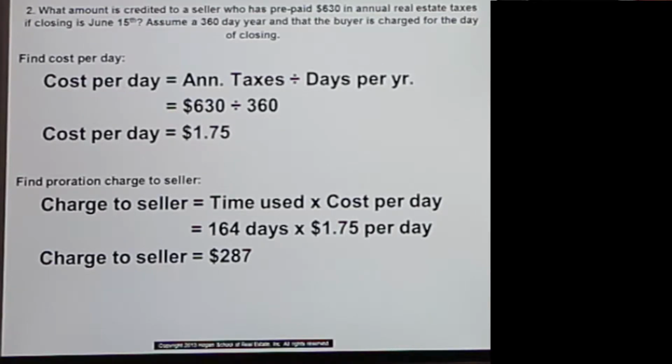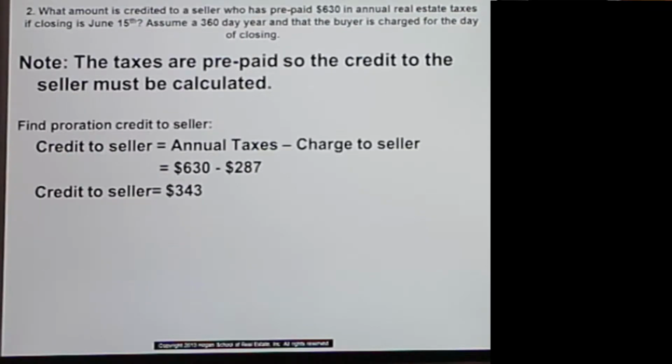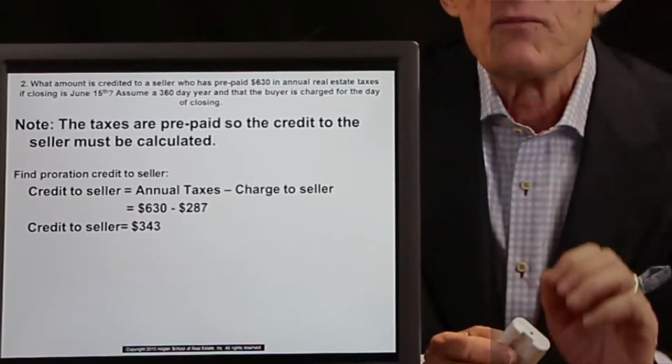And now the proration for the charge to the seller, we multiply the 164 days used times $1.75, that gives us $287 charged to the seller. Is that the answer to the question? No. Why? Because it says again the taxes have been prepaid for the year. So since they've been prepaid, we're going to have to find the difference. So we subtract the charge to the seller from the annual tax. So that's $630 minus $287. That gives us a credit to the seller of $343.